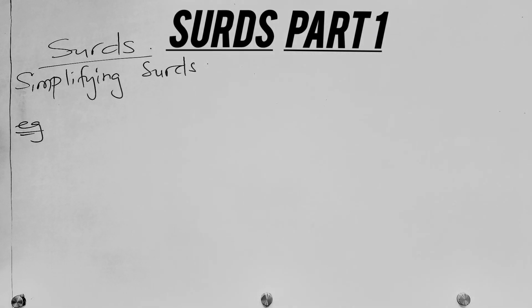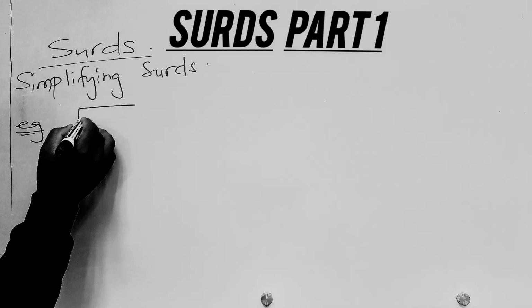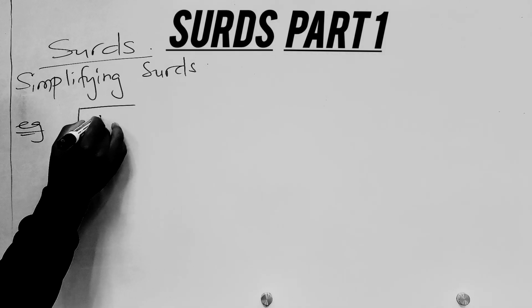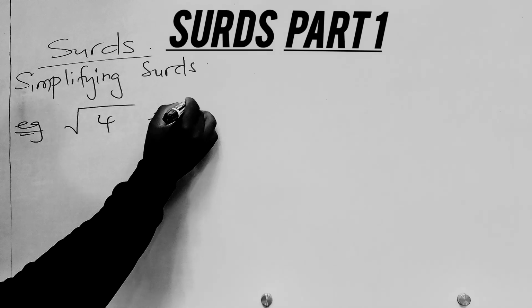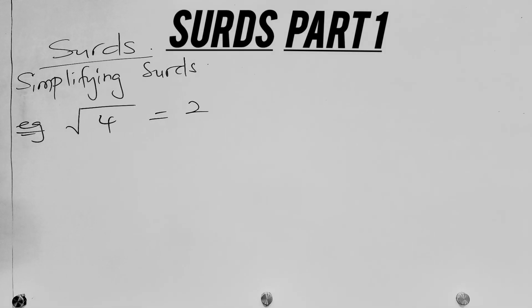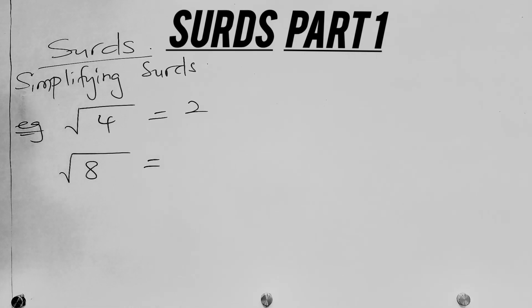First one, let's start with the square root of 4. So what is the square root of 4? This one is 2. But now we can be given something like this. Square root of 8. 8 is not a perfect square, so you can't find the square root of 8. But simplifying that, we do it like this.